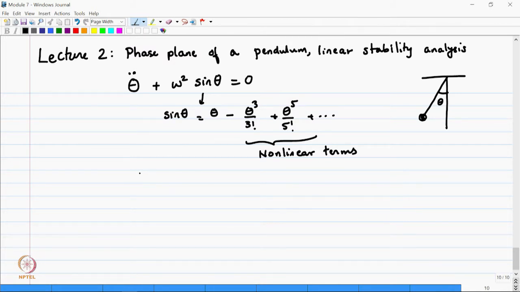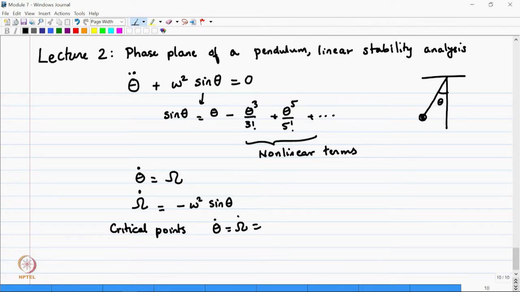Let us write this in the usual phase plane picture. We will say theta dot equal to omega, and omega dot, which is theta double dot, is equal to minus omega square sin theta. Here this omega is capital omega, and this is small omega. Now, let us look at the critical points. Theta dot equal to omega dot equal to 0 implies omega equal to 0 and omega square sin theta equal to 0.